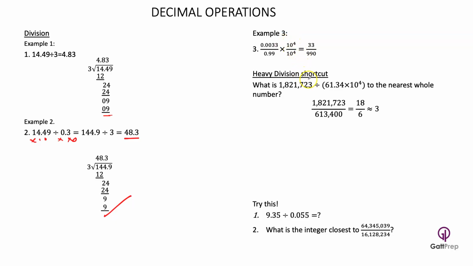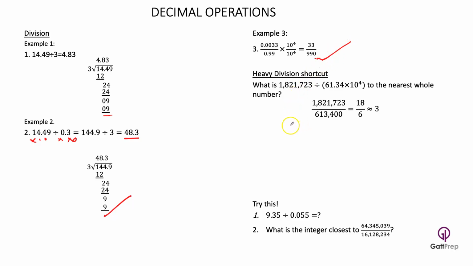Now simplify division by shifting decimals in both numerator and denominator. So here you have 0.99 times 0.0033. Here we can multiply by 4 powers of 10 and divide by 4 powers of 10. You get 33 divided by 990. So you can do this to eliminate decimal points.